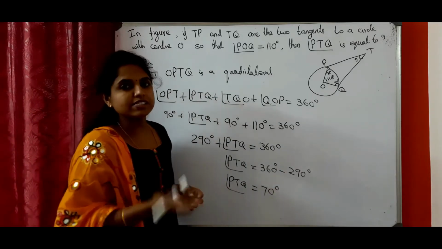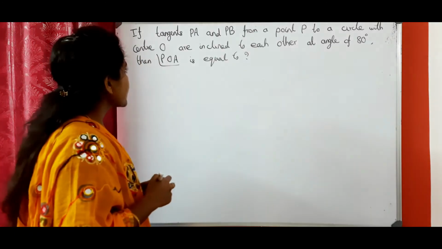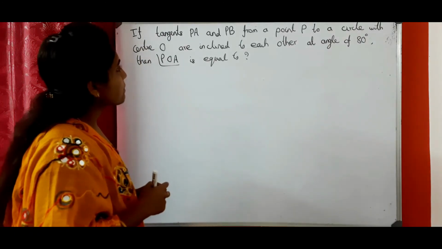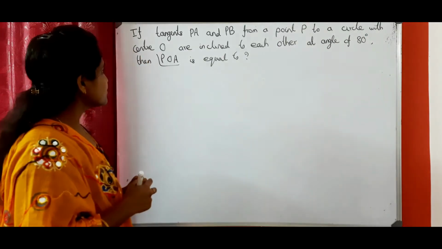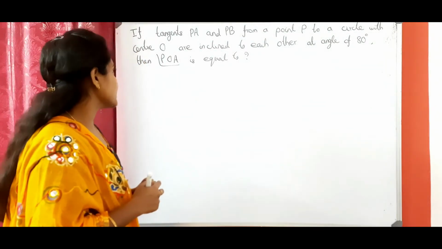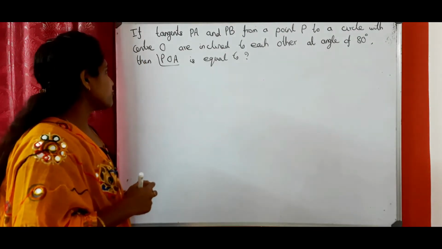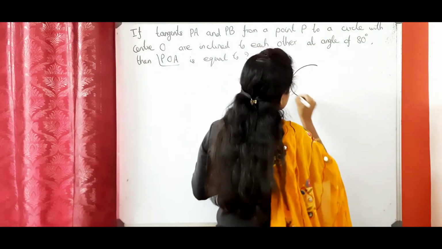Now we can see the next question. Okay, let's see the next problem. If tangents PA and PB from a point P to a circle with center O are inclined to each other at an angle of 80 degrees, then we need to find the angle POA.